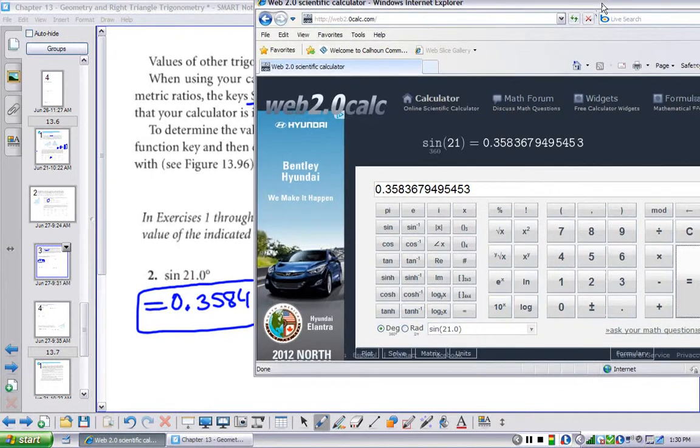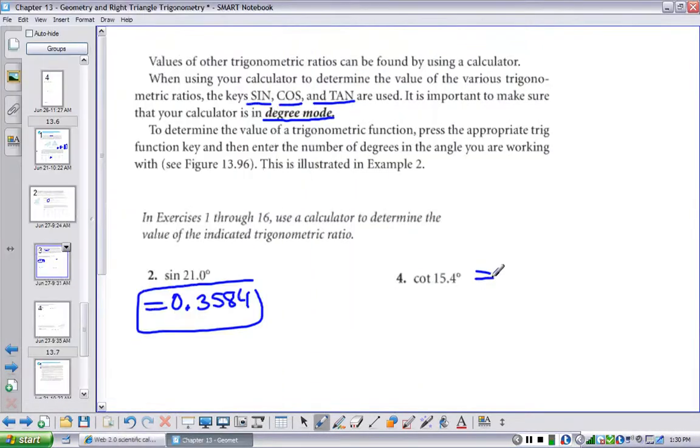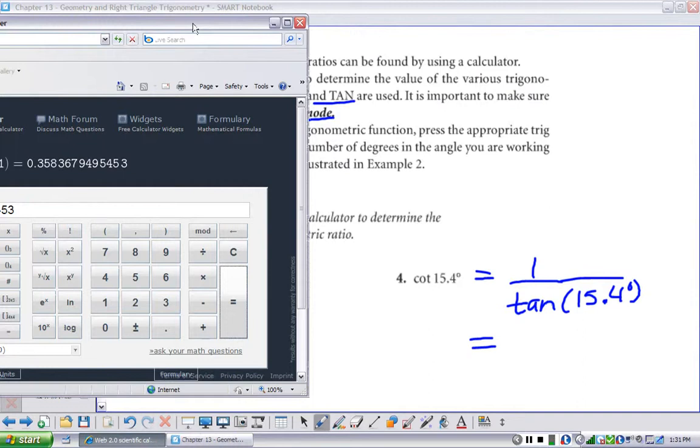All right, the next problem is cotangent of 15.4. Remember that there is no cotangent button, but cotangent is 1 over tangent. So you need to do 1 over tangent of 15.4 degrees. Let's see what happens when we put that on our calculator.